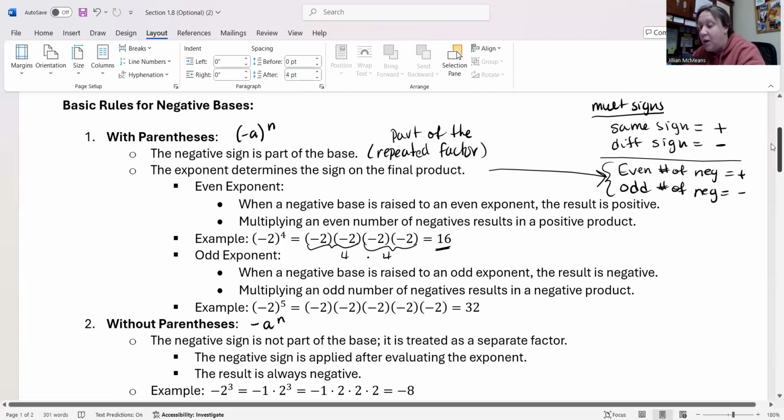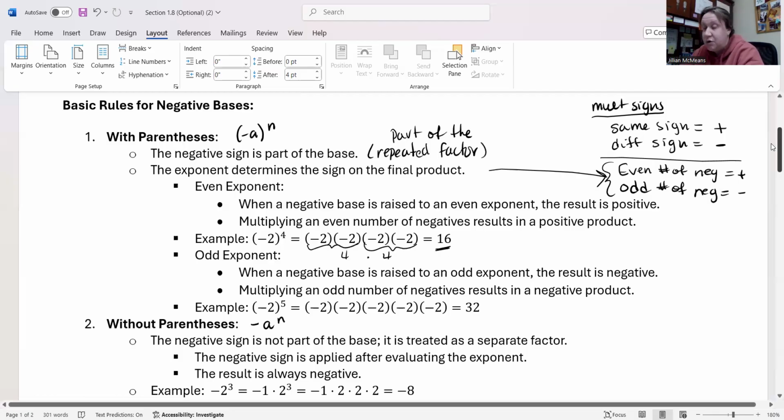Now, let's talk about what happens if you have an odd exponent. Okay? So when a negative base is raised to an odd exponent or to an odd power, the result is going to be negative. And the reason for that is multiplying an odd number of negatives results in a negative product, because all of the negatives pair up except for that last one, and that one makes everything negative. So let's look at an example.